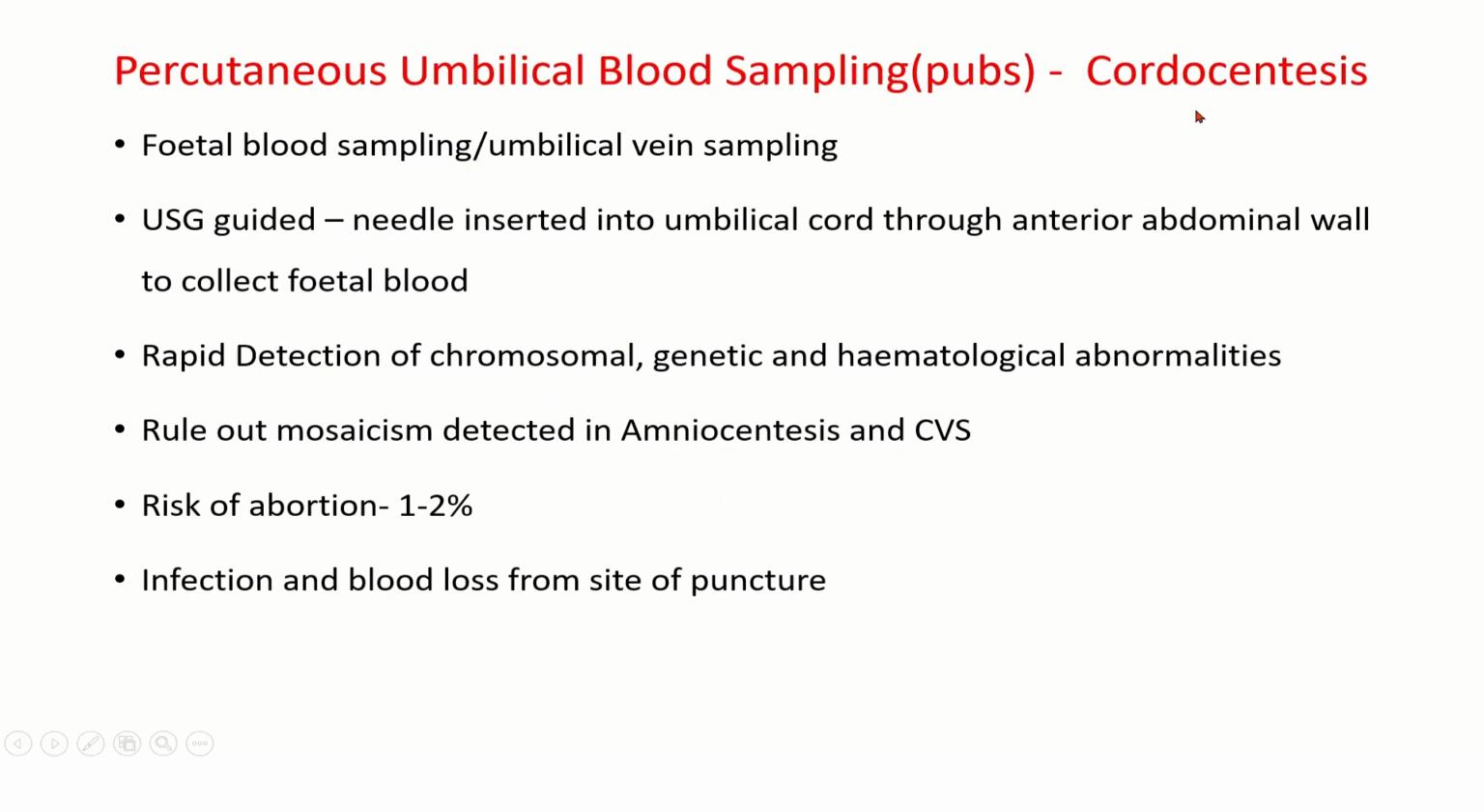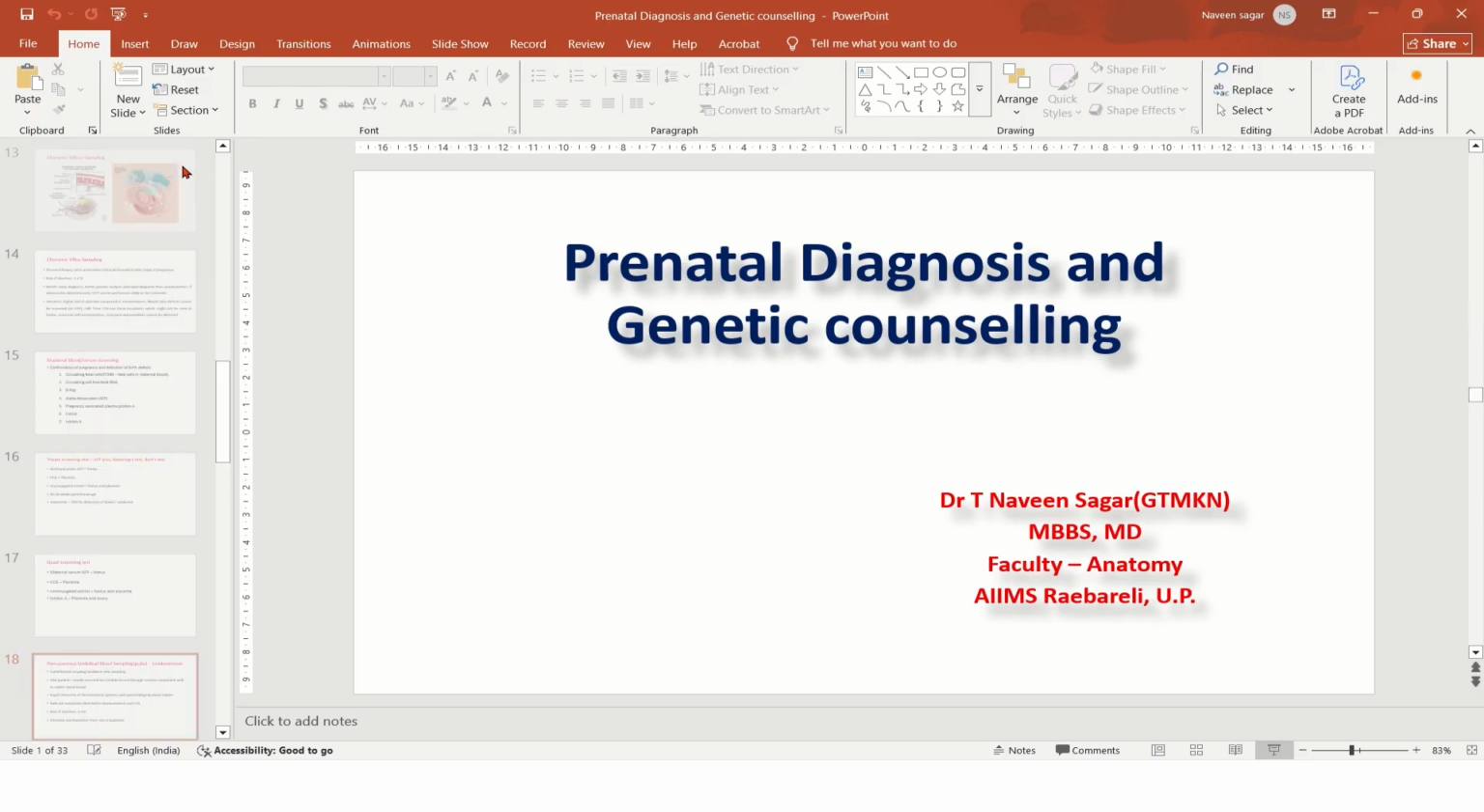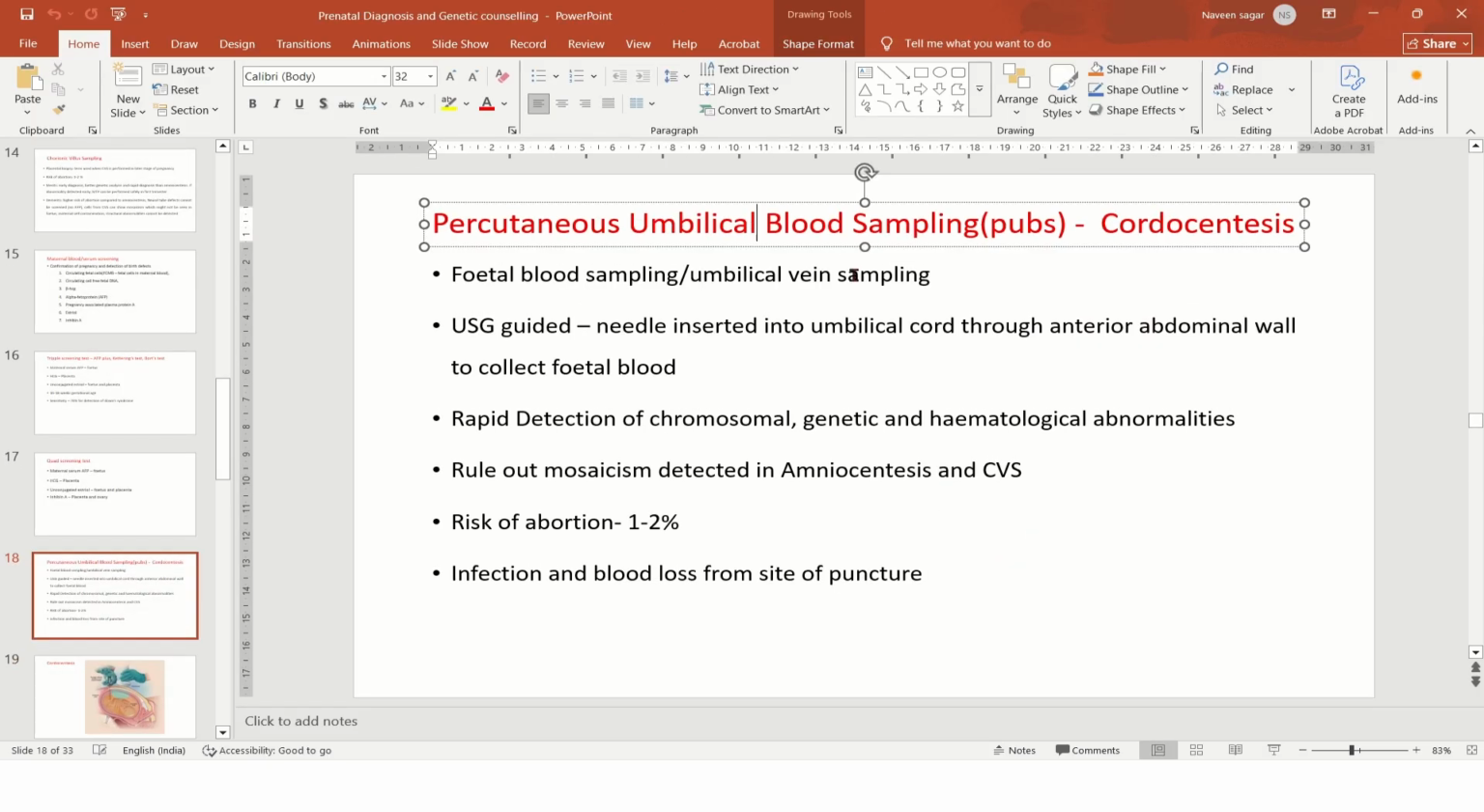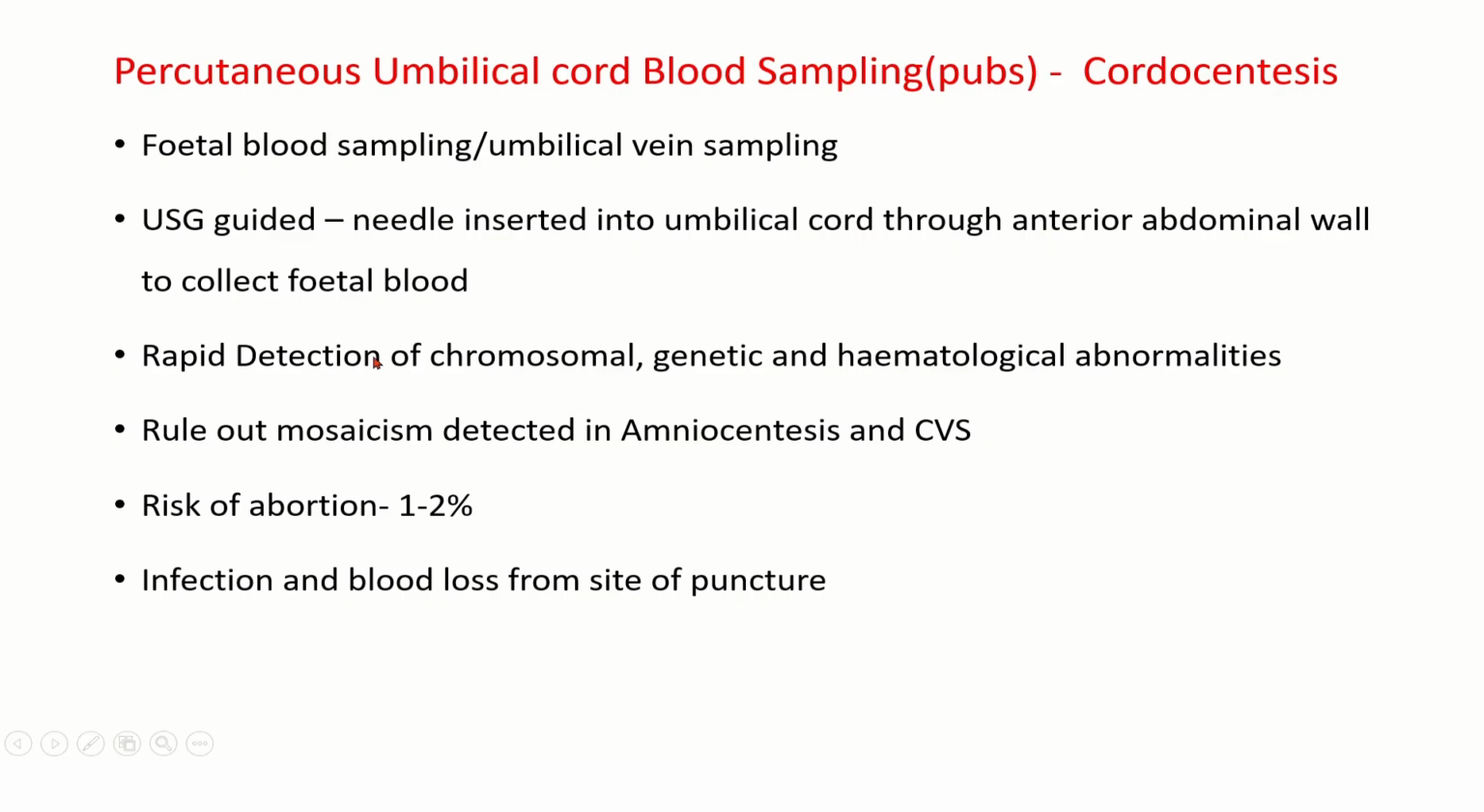So then comes cordocentesis or PUBS, percutaneous umbilical blood sampling. So fetal blood sampling or umbilical vein sampling. Umbilical vein is the preferred one. So under ultrasound guidance, a needle is inserted into the umbilical cord through the anterior abdominal wall to collect fetal blood.